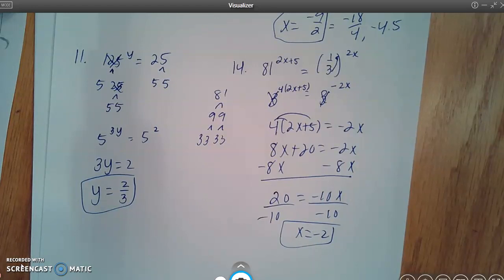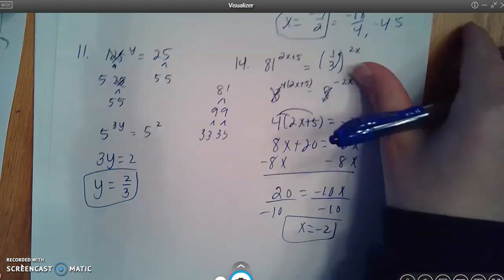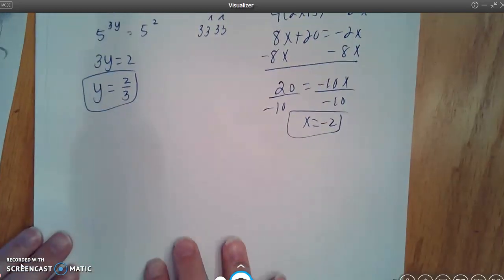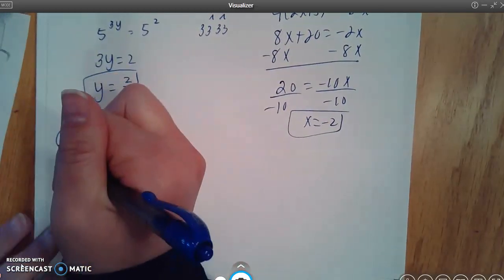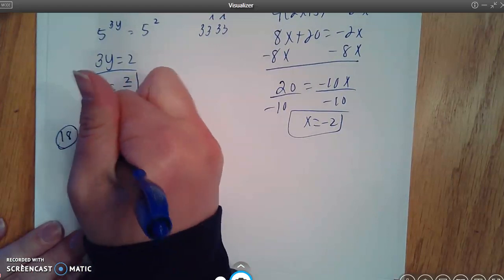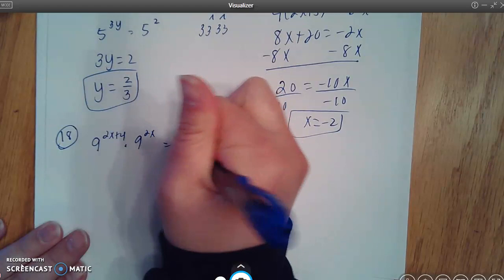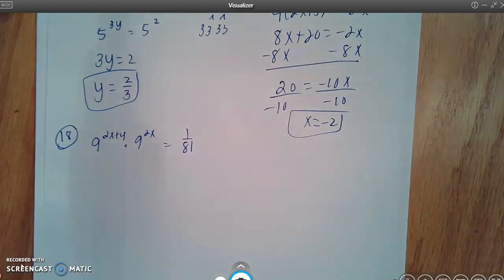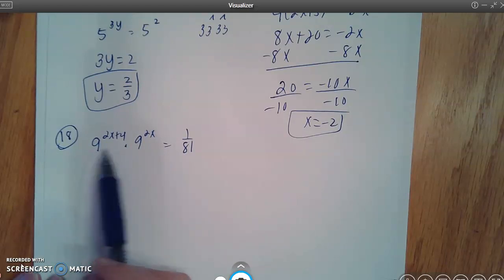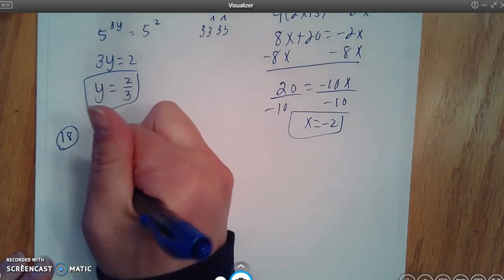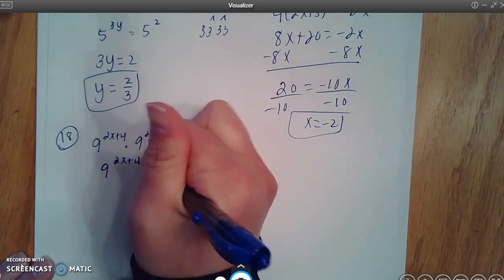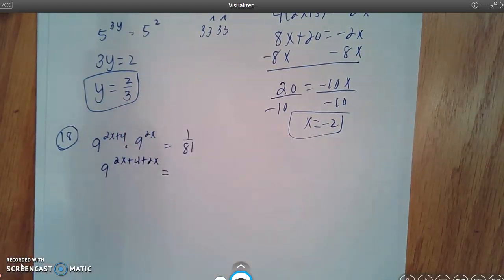Okay, so I'm going to skip down and let's try 18. Number 18, we're going to have to do a couple different things because my first one I have 9 to the 2x plus 4 times 9 to the 2x is equal to 1/81. If you notice, every time that I simplify, I have one base on the left, one base on the right. On this problem, I have 2 bases on the left, so you're going to have to do a couple properties. I need to combine these together. So when you're multiplying, that means we add our exponents.